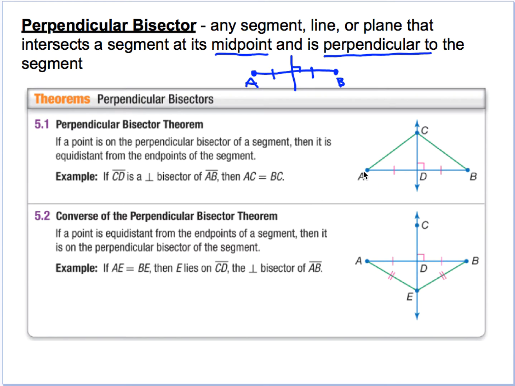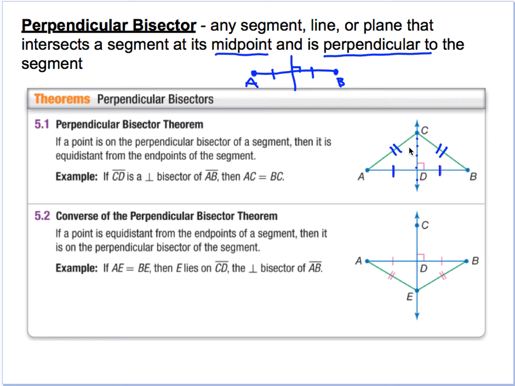So what that means, if we have a segment right here, let's say segment AB, and we have a perpendicular bisector, CD, which I know because it has those dashes showing that's congruent, so D is our midpoint, and it's hitting it perpendicular. So if CD is the perpendicular bisector, then any point along CD will be equidistant from endpoint A and endpoint B, or those would be congruent to each other. Okay, so any point on that perpendicular bisector would be equidistant from the endpoints of the segment that it's bisecting.